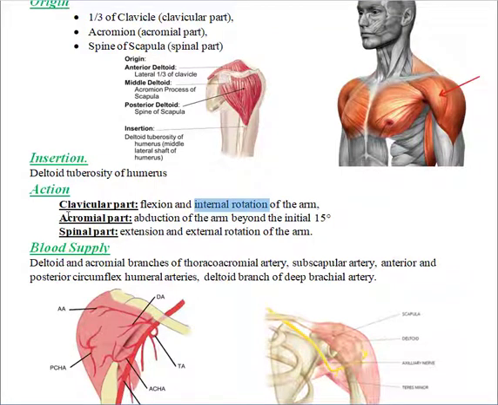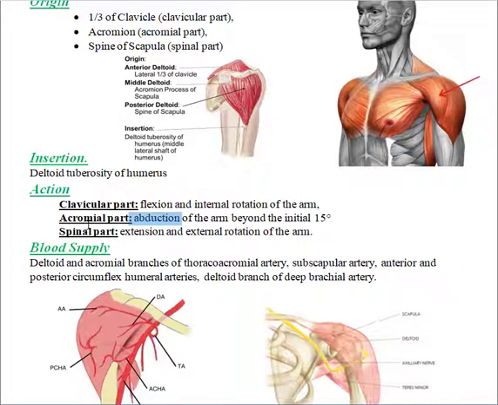What are the actions of the acromial part? There is abduction of the arm beyond the initial 15 degrees. What does it mean? It means that whenever the middle part, the acromial part, contracts, your humerus will be pulled up laterally from its anatomical position. It will be pulled up laterally. So we call this action abduction, right? So flexion, internal rotation, abduction.